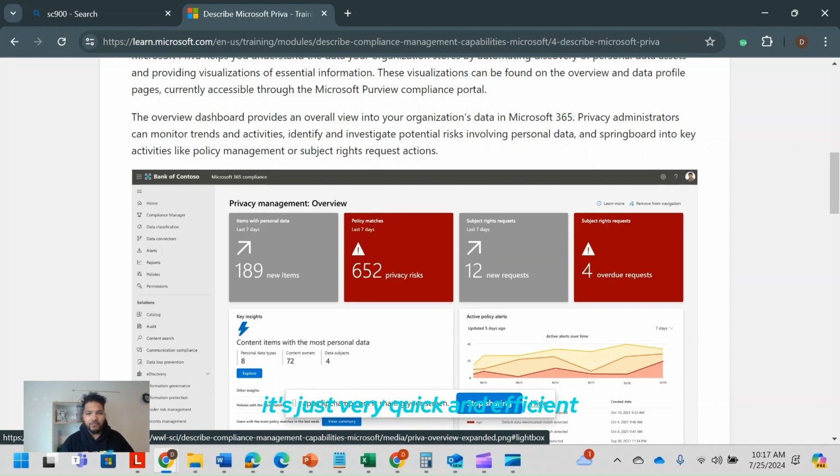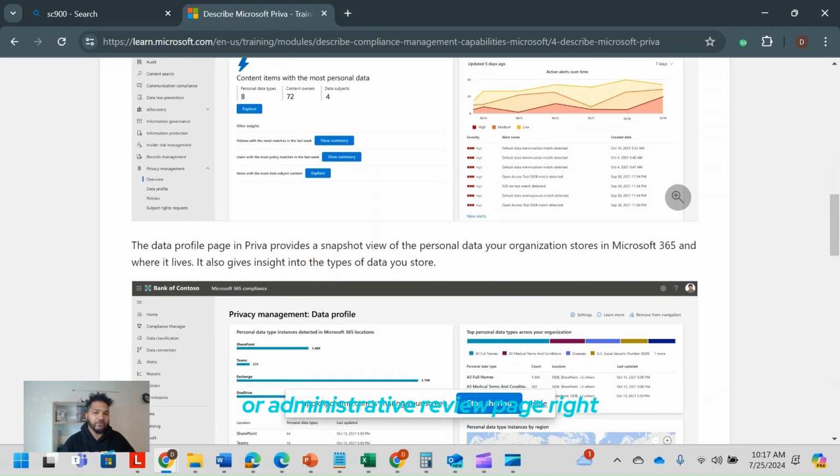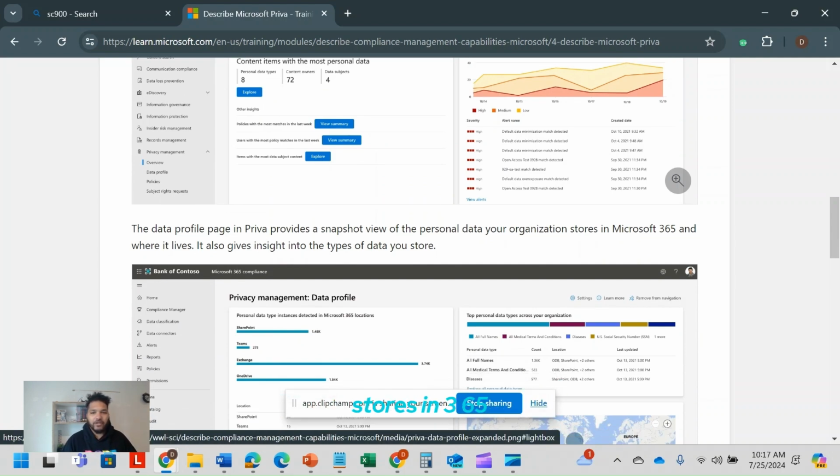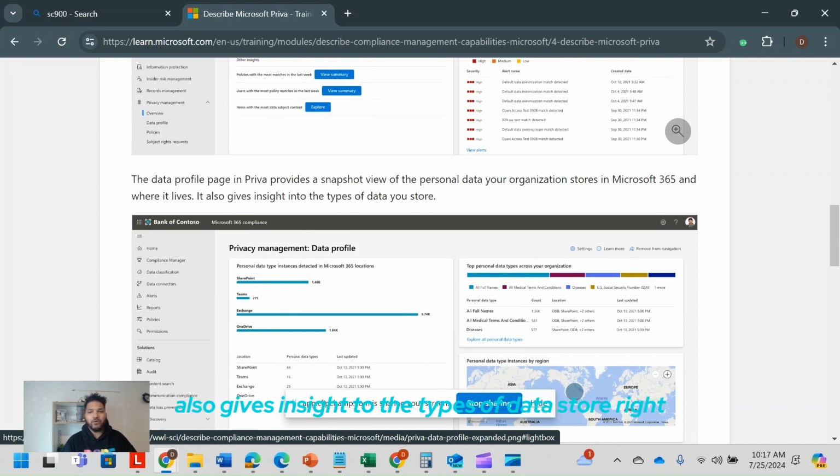It's just very quick and efficient from the overview page. That's usually how Microsoft designs their administrative overview page, right? The data profile page in Priva provides a snapshot view of the personal data your organization stores in 365 and where it lives. It also gives insight into the types of data you store, right? So you can see that you have a lot of data in SharePoint. Most of the data is in Exchange.